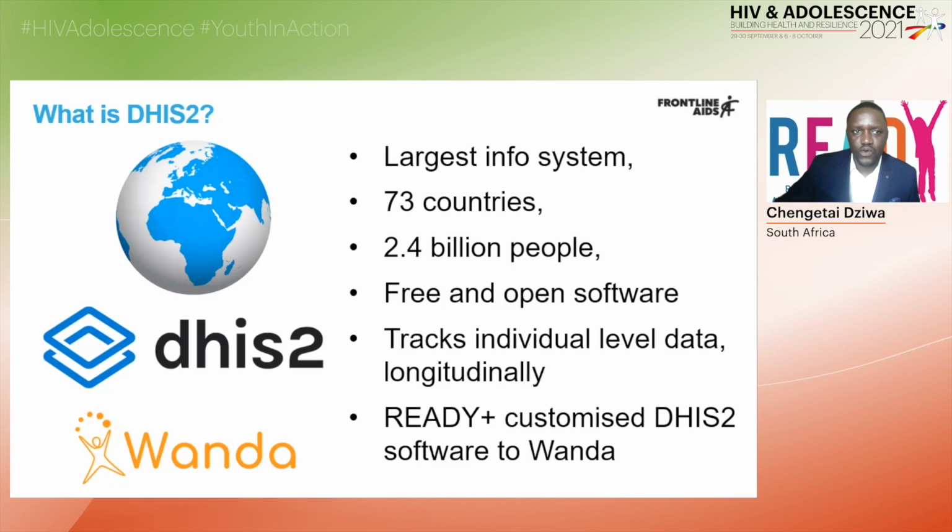DHIS2, which stands for District Health Information Systems version 2, is the largest information system, and it is used in 73 countries, and 2.4 billion people are found in the 73 countries in which this software is being used. This is a free and open software. It tracks individual level data longitudinally, and therefore Ready Plus customized DHIS2 software and called it Wanda.